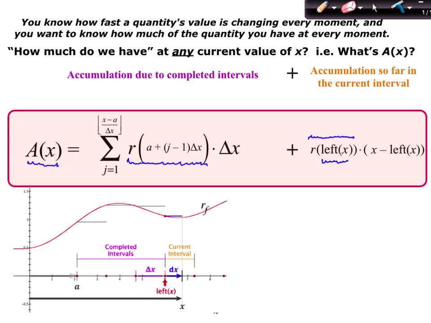Can you imagine trying to write this function without function notation? So it's really, really helpful, right? So we could substitute left x. We know what left x is, it's not too bad. A plus the floor times delta x. So that'd be okay. But we're in desperate need of function notation from our approximate rate function, yeah? And the left x just makes things a lot nicer.